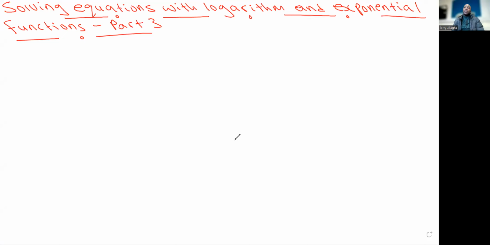So we've been looking at several questions on logarithm and exponential functions. So we're going to dive in and solve more questions on logs and exponents.